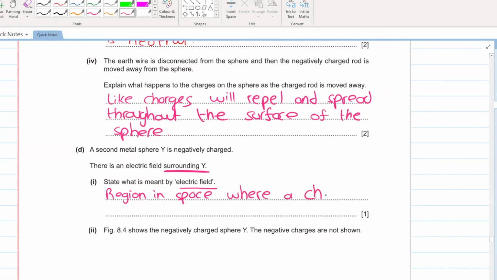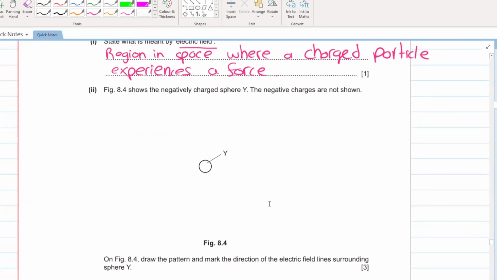A region in space where a charged particle experiences a force. Simple as that. Nothing complicated. Let's further move ahead. Figure 8.4 shows a negatively charged sphere. The negative charges are not shown. On figure 8.4, draw the pattern and mark the direction of the electric field lines surrounding the sphere. You have to draw the electric field lines with direction.